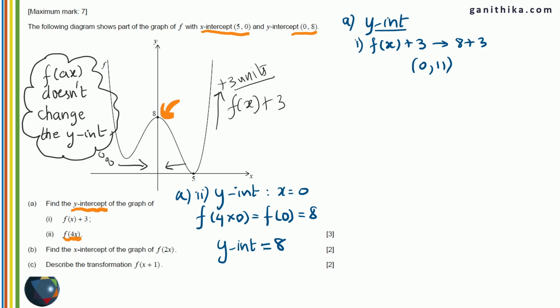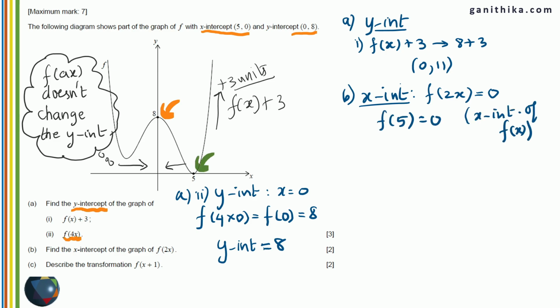Therefore you can have the same y variable as f of x for f of 4x. Now going for question B, you need to find the x-intercept of f of 2x. Therefore you have to equate f of 2x to equal to 0. Looking into the original function, the x-intercept of the original function is 5. Therefore we have f of 5 is equal to 0.